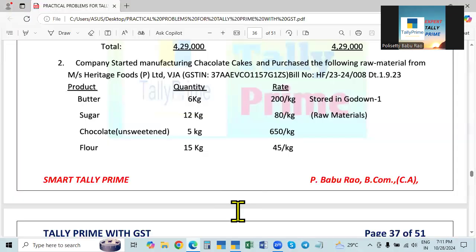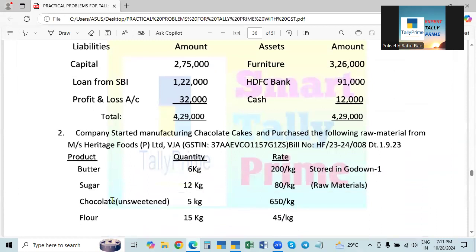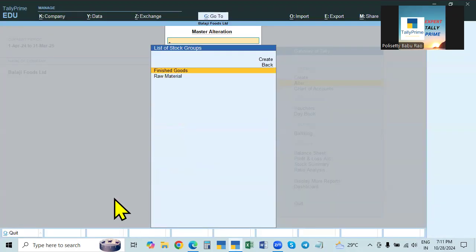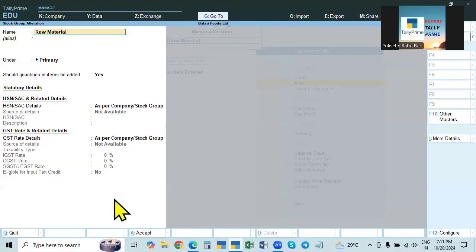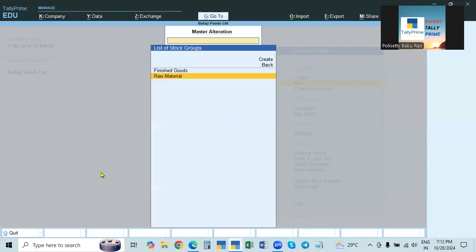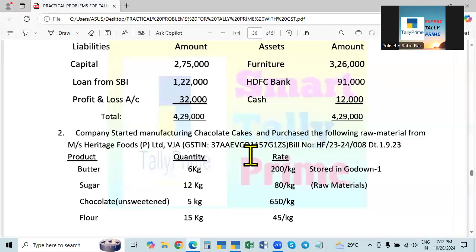Before that, when we are creating the stock items we purchase, they are all raw material, so we have to create a raw material group. You can also create it when making an entry. Should the quantities of items be added? Yes, because when you purchase, it is added to the stock, and when you sell, it is reduced. All other details we will do in the stock items. Accept. That is for raw material.